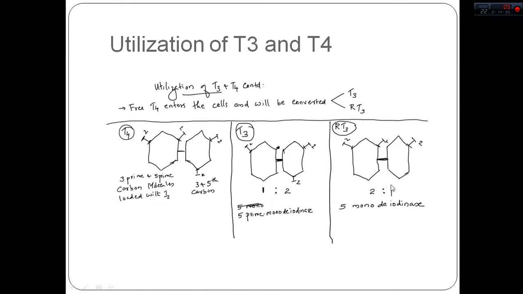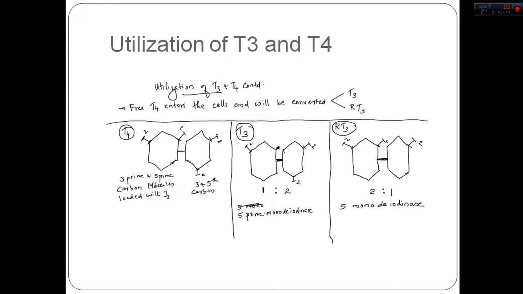So now, look at the pattern here. The first one, you have 1 iodine molecule in the first molecule, and then 2 iodine here. But here, it reversed. The first one contains 2 iodine molecules, and the second one contains 1 iodine molecule. So this is called a reverse T3. And once a reverse T3 is produced, the cells cannot utilize this. So it has to be removed by the body. So, in a nutshell, T4 is not only converted to T3, it is also converted to reverse T3.